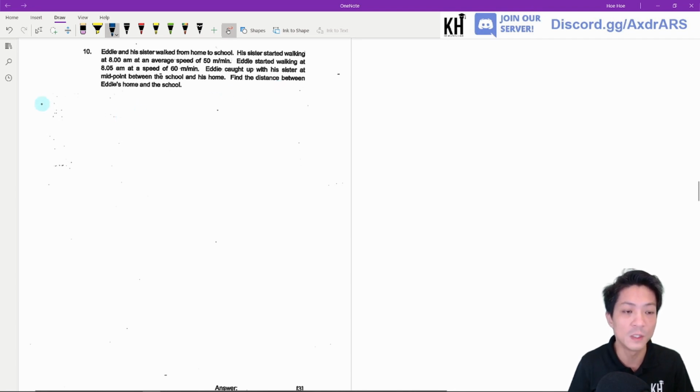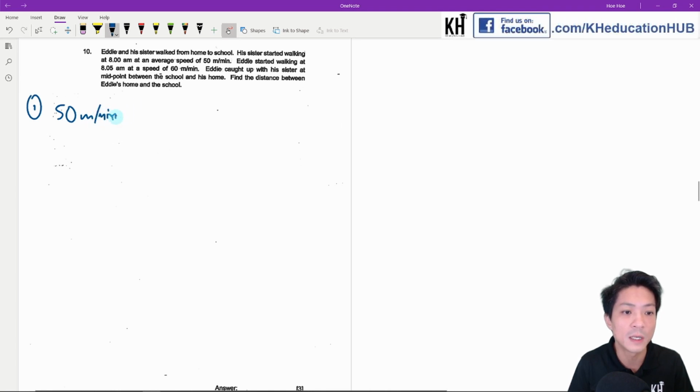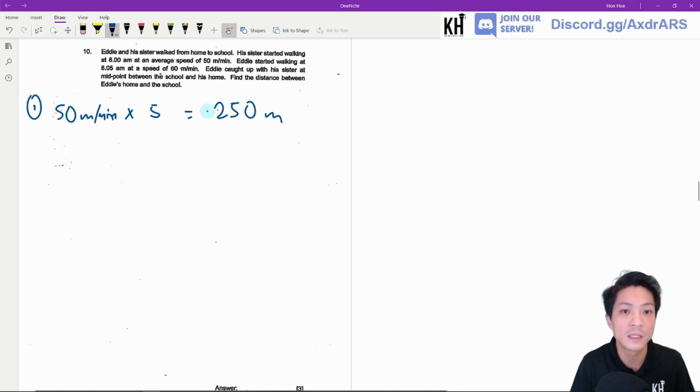Alright, so the first thing we need to find is, how far ahead is the sister? Since the sister walked for 5 minutes, we're going to use the sister's speed, 50 meters per minute, multiplied by 5 minutes. This is going to give me 250 meters. So this is the distance that the sister is ahead of Eddie.